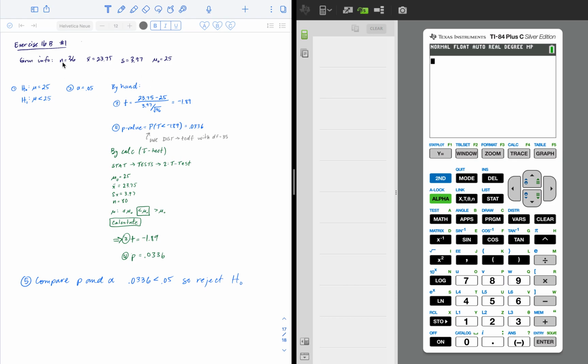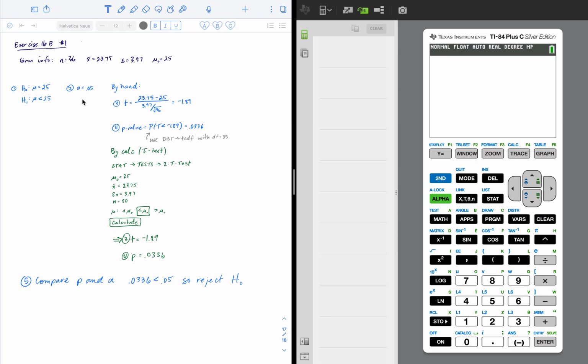You can see I have written out most of the given info from number 1 here in the dark purple. We were given a sample size of 36, a sample mean of 23.75, a standard deviation of 3.97, and an expected mean of 25. We want to test whether the mean is less than 25. So the first thing we do before we get to the calculator is identify our null hypothesis, which is that the mean equals 25, and the alternative hypothesis that the mean is less than 25. We're also told to use a significance level of 5%, so we have alpha equals 0.05.